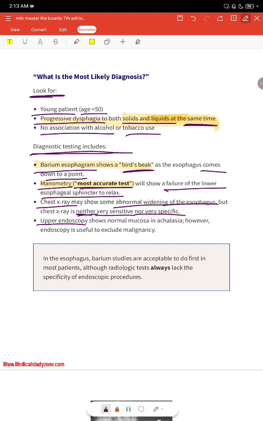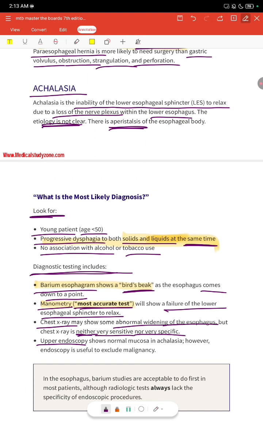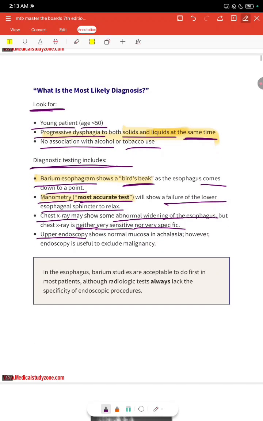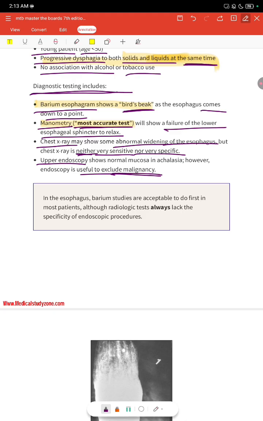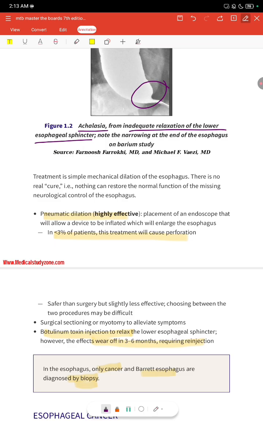Upper endoscopy shows normal mucosa because the main problem in achalasia is with the nerve plexus. There is a loss of the nerve plexus within the lower esophagus. The mucosa is normal. However, endoscopy is useful to exclude what? Malignancy. So in the esophagus, barium studies are acceptable to do first in most patients, although radiologic tests always lack the specificity of endoscopic procedures.